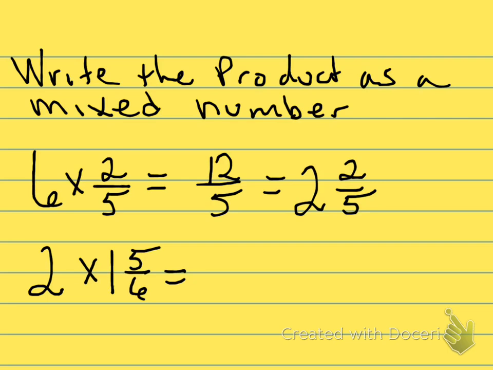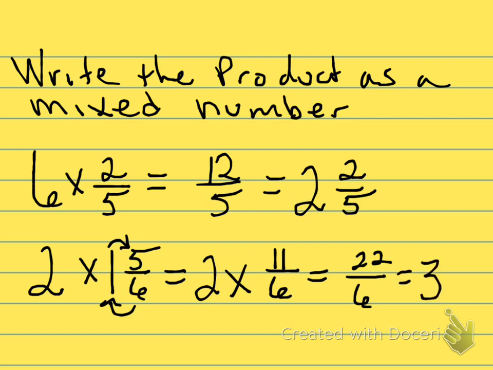Here's my next one. 2 times 1 and 5/6. Now I'm multiplying a whole number times a mixed number. I have to convert my mixed number. So I'm going to take 6 times 1 is 6 plus 5 is 11. 2 times 11/6 equals 22/6. 6 goes into 22 3 times with 4 left over. So 2 times 1 and 5/6 equals 3 and 4/6. So in this situation, boys and girls, in our first example, I multiplied a whole number times a fraction. In my second situation, I multiplied my whole number times a mixed number.